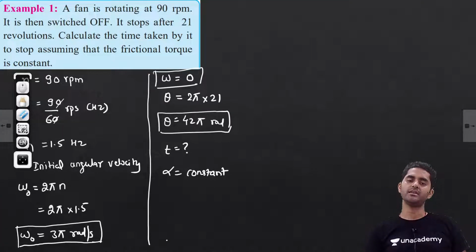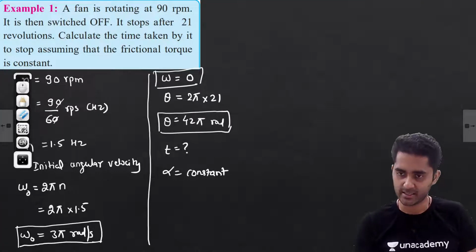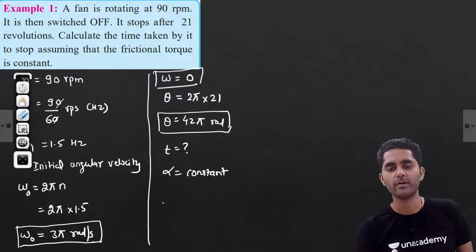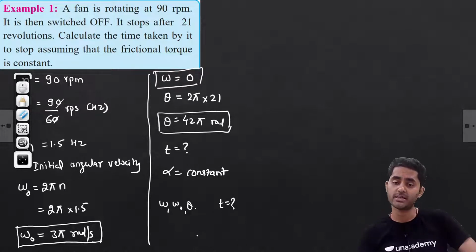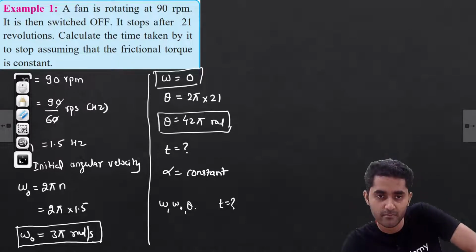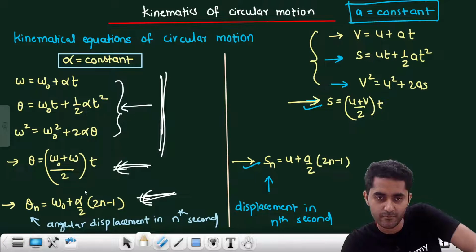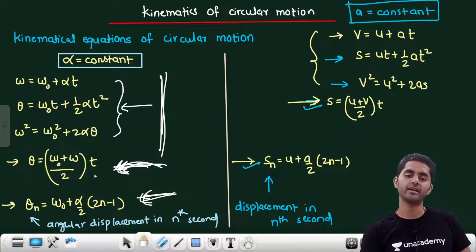Now as you can see, we know omega, we know omega naught, we know theta, and we just have to find t. So omega, omega naught, theta and t. What is the relation between them? Just see this equation. Use this equation to get the time.